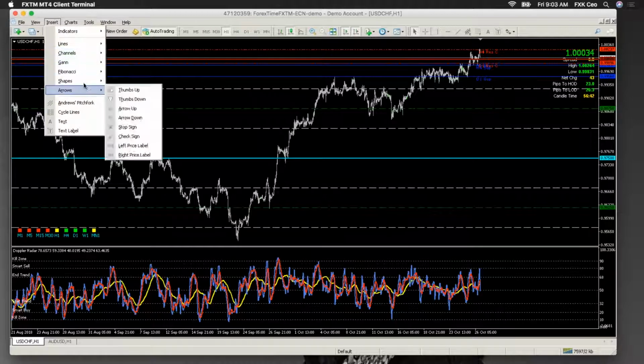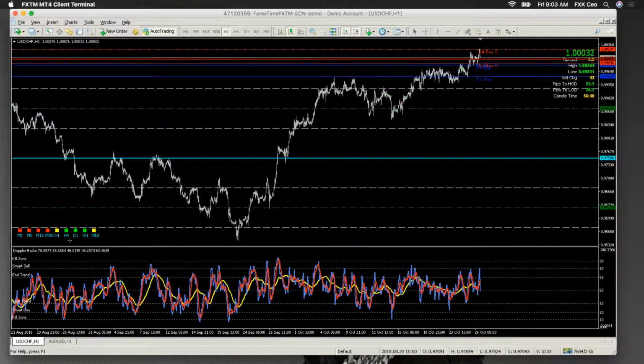So what I like to do is highlight these areas based off of price action. What we can see here on the Doppler is price action. Pretty much all of the sells, and we're talking about the more important, bigger sells, all of those have come at our smart sell zone as well. So what we do is we grab price action here, in this area. I would highlight a zone like this.